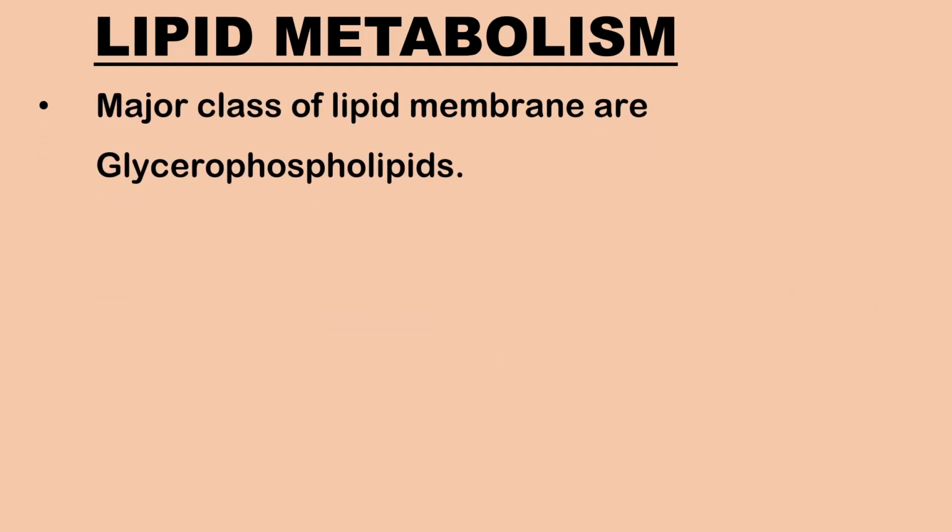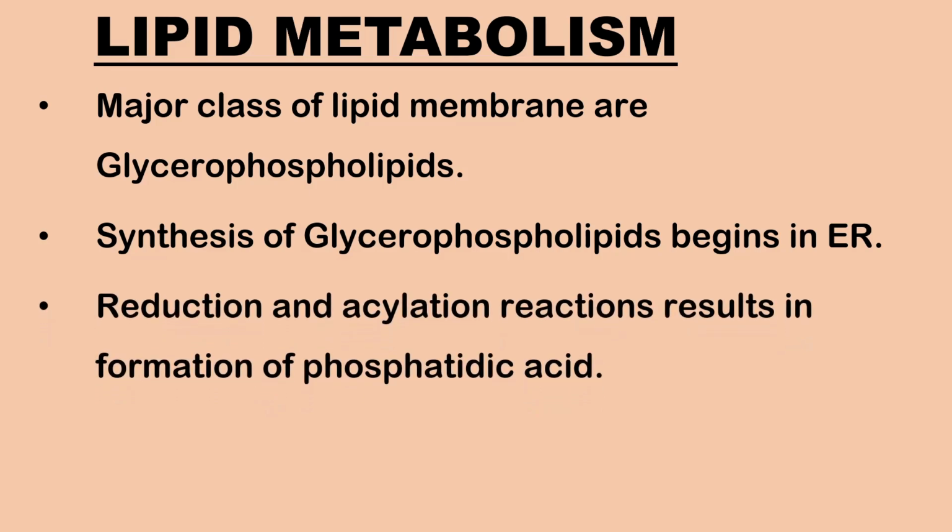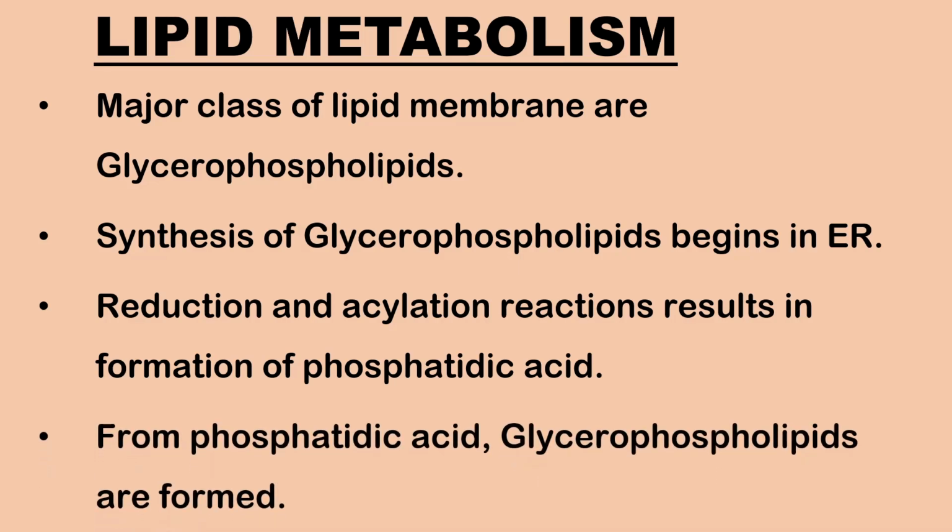The major class of membrane lipids are the glycerophospholipids. Synthesis of glycerophospholipids begins in the endoplasmic reticulum. A series of reduction and acylation reactions takes place which leads to the formation of phosphatidic acid. From phosphatidic acid, glycerophospholipids are formed by the addition of a polar head group.